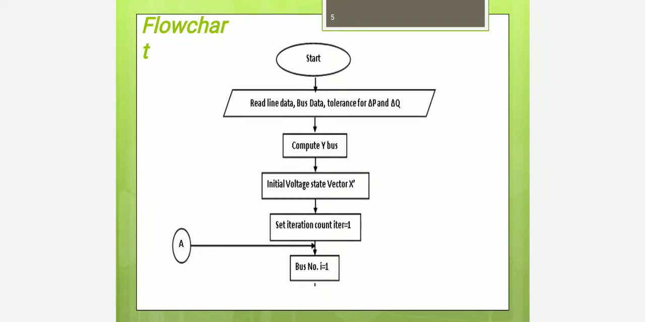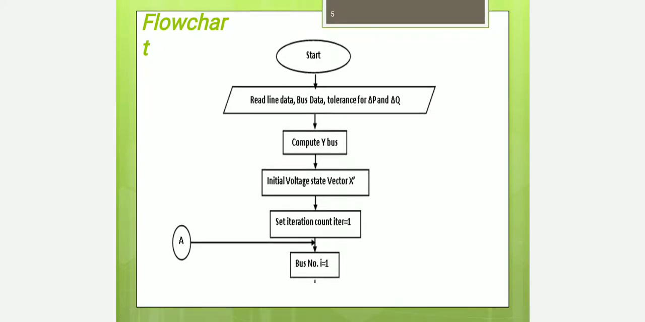The first thing is start, that is initialization. The second thing is you need to read the line data and also the bus data, and the tolerance values for both delta P and delta Q, where P and Q are the active and reactive powers. Bus data includes that you need to calculate the admittance parameters of a particular bus. And the next thing is you need to compute Y bus, that is you need to calculate all the admittance parameters in the given bus.